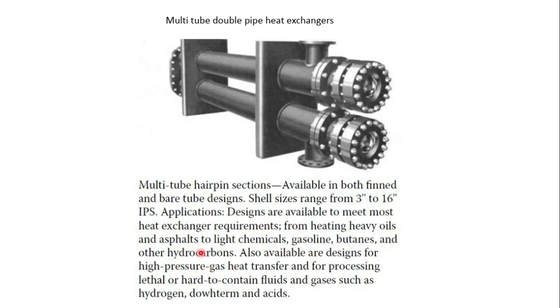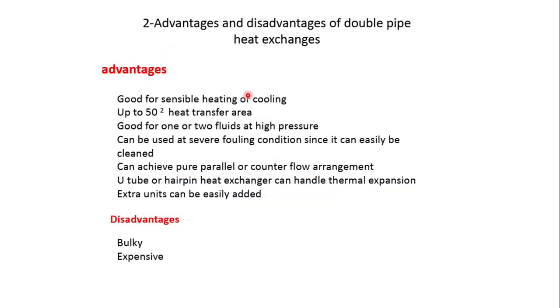So these are a few examples which are given at the end of this diagram, which shows that the available designs are also used for high pressure gas heat transfer and for the processing of lethal and hard to contain fluids and gases such as hydrogen. Let's look at some advantages and disadvantages of the double pipe heat exchangers.